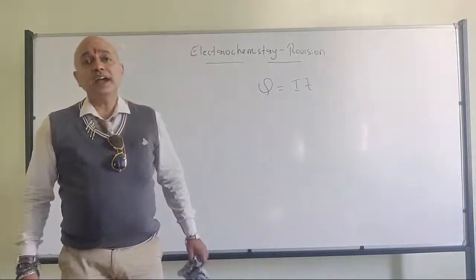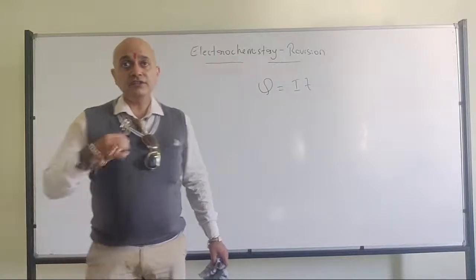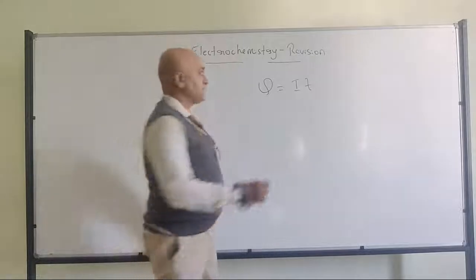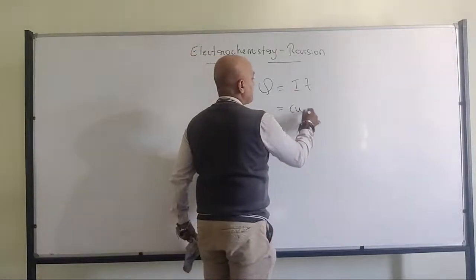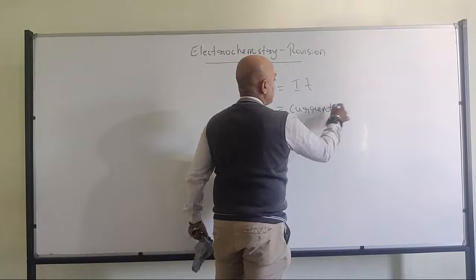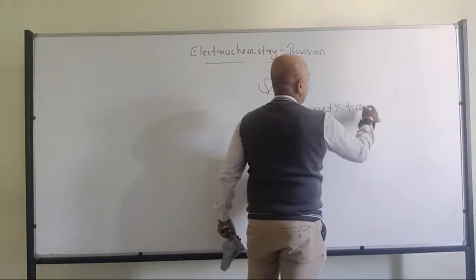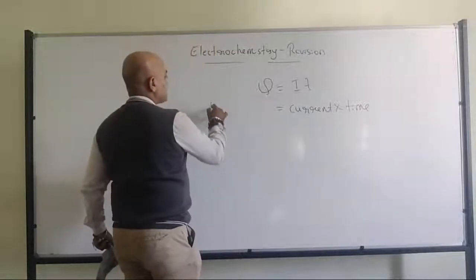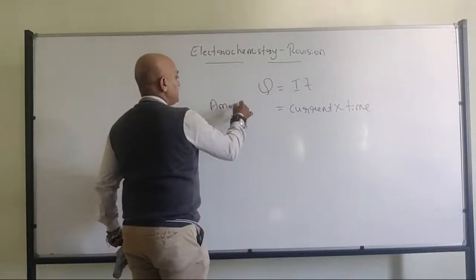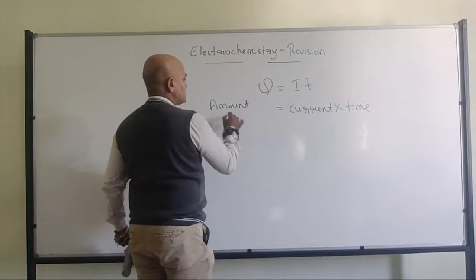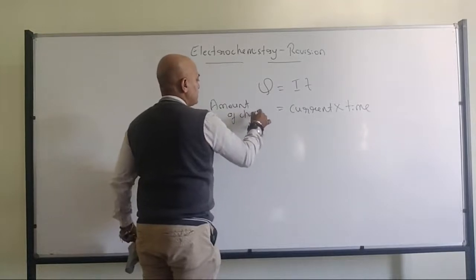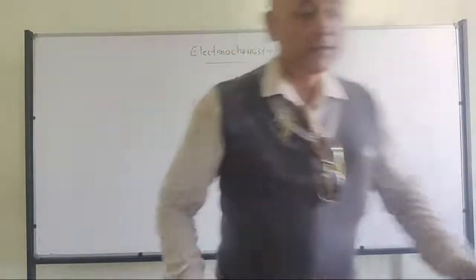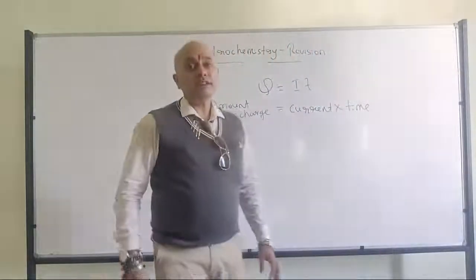So what do you mean by I? Current. I is current, and then into time. Current into time. So that's where we have the amount of charge which will be deposited or passed. It will be equal to current into time.